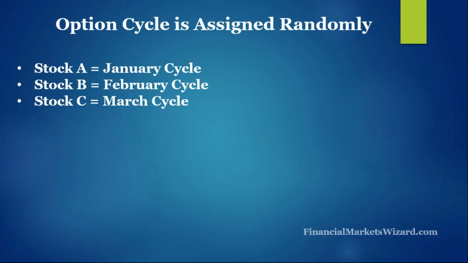or March cycle. So let's say there are 3 different stocks: stock A, B, and C. A can be assigned to the January cycle, B can be assigned to the February cycle, and C can be assigned to the March cycle. So there are 3 cycles: January cycle, February cycle, March cycle.